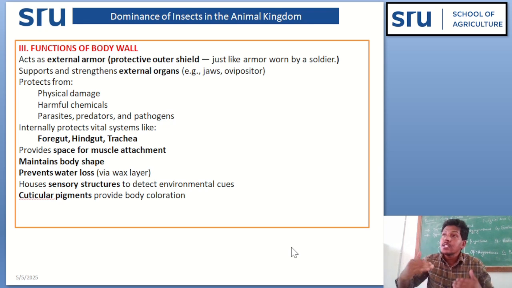It also internally protects the vital systems such as foregut, hindgut, trachea. Various systems are there in our body and insect body also. Those systems are protected by this body wall only. It provides space for muscle attachment, maintains body safety, prevents water loss, and helps sensory structures detect environmental cues. Hairs are there that detect environmental sensation, and it gives cuticular pigmentation and provides body coloration. So this is the role of the insect body wall.